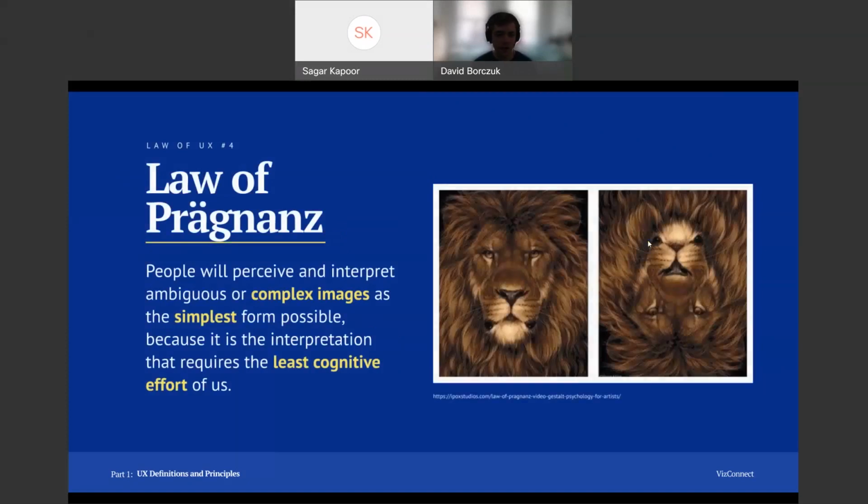The fourth law is Prägnanz. I'm not sure if I pronounced that correctly, but people will perceive and interpret ambiguous or complex images as the simplest form possible because it is the interpretation that requires the least cognitive effort for us. So the example on the right here, we have a lion on the left side of the picture, but if you flip the lion picture over, it looks kind of like a mouse that's scared running at you.